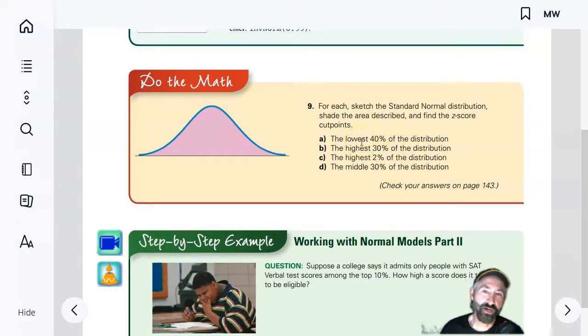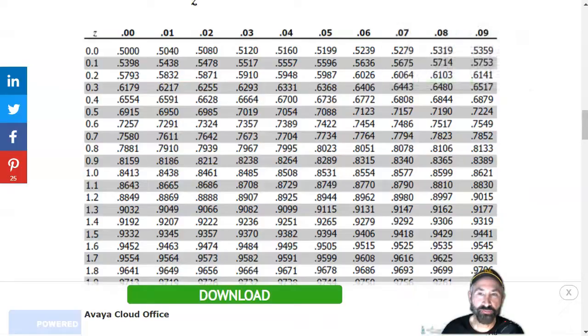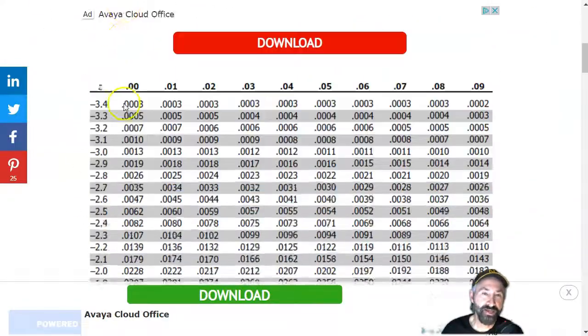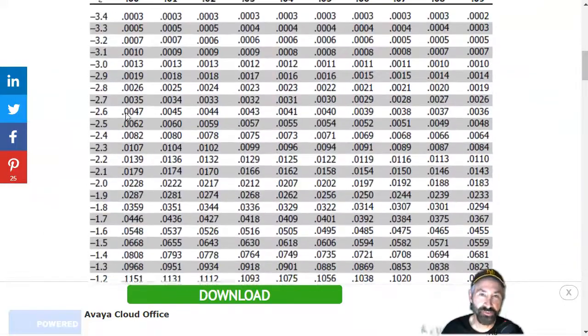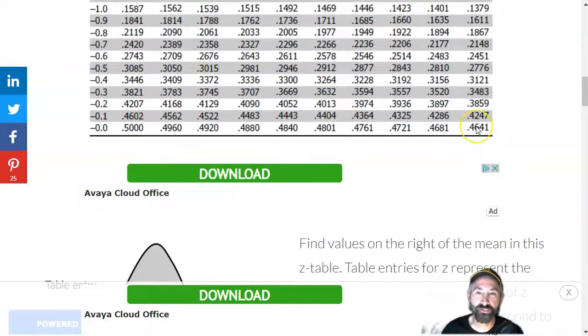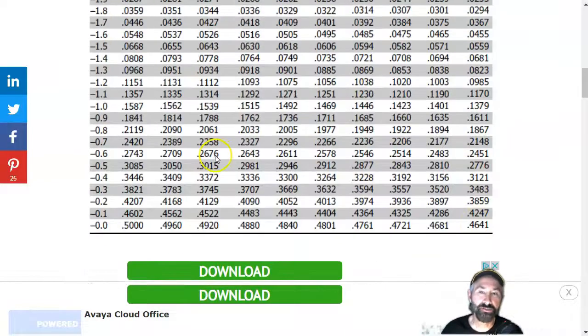So let's say we wanted to find the z-score associated with the lowest 40% of the distribution. Let's take a look at the table. Since it's the lowest 40%, the percent we look for in the z-table is 40% because it's below the z-score of interest. If I look at the top of the z-table, I can see that it goes up to 0.46. So it must be in here somewhere.